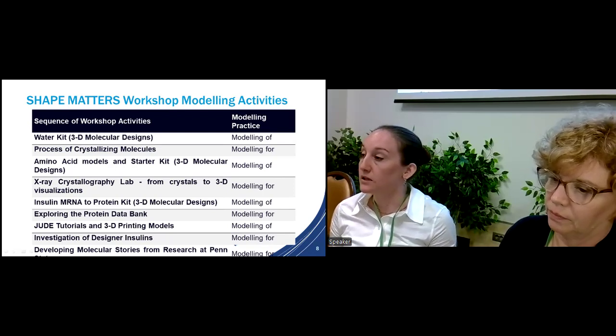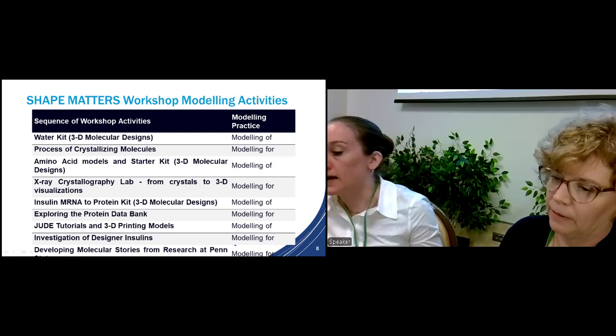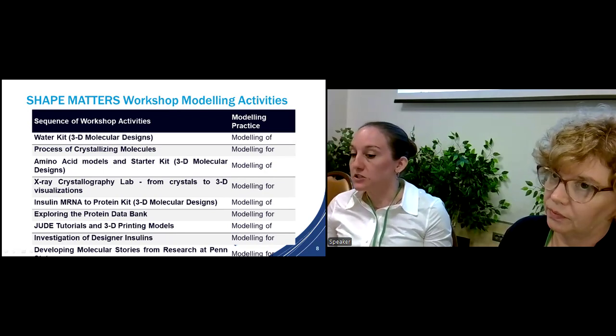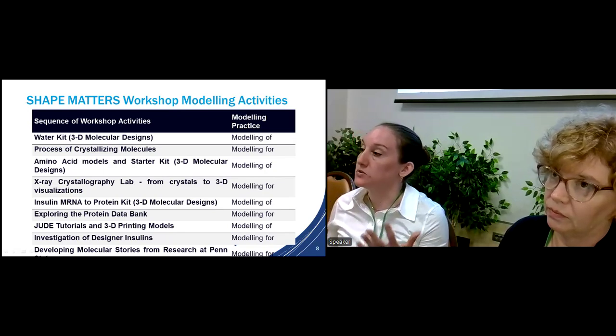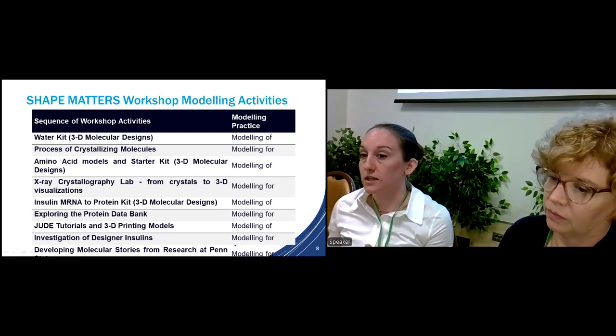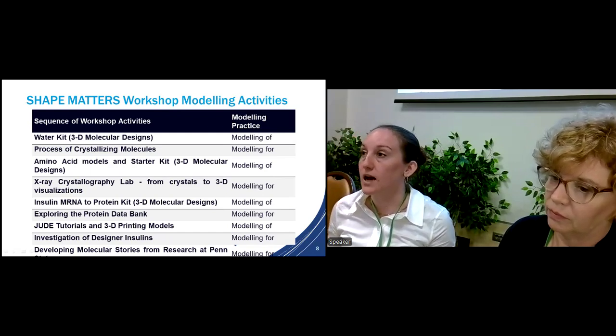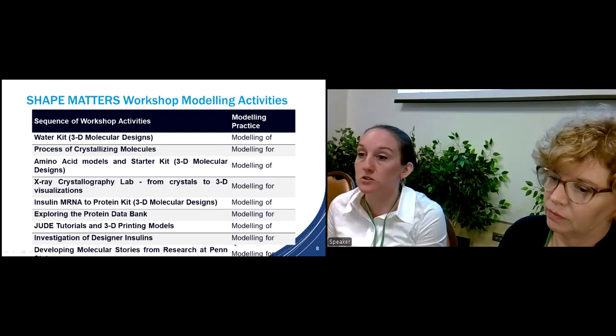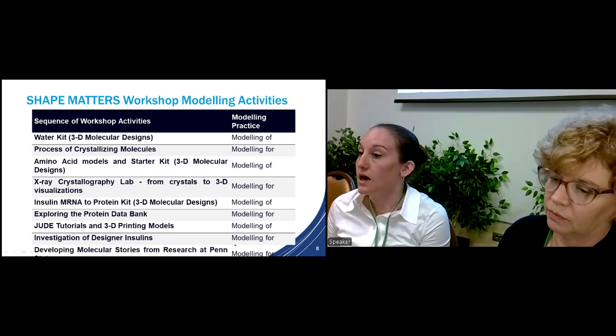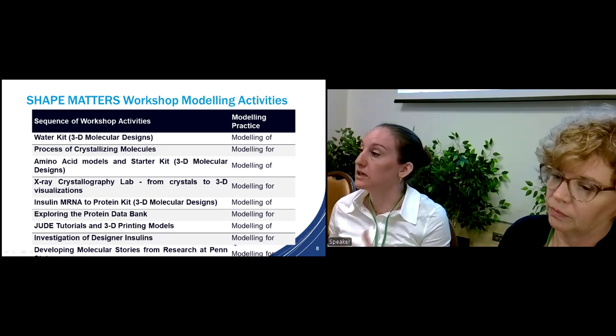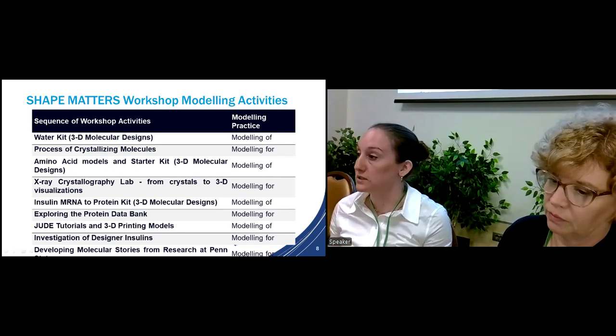And then we did modeling for by giving teachers a window, basically, into the practice of modeling molecular biology. They work to understand how protein models are determined and built, and then to understand the data behind them and how they can use that with their students in their classroom.